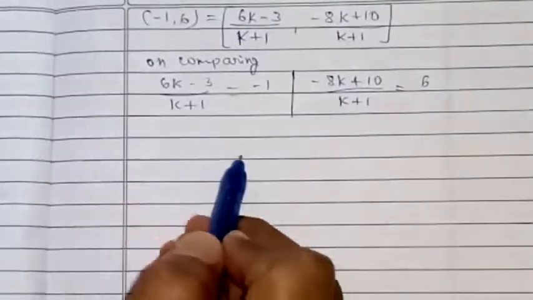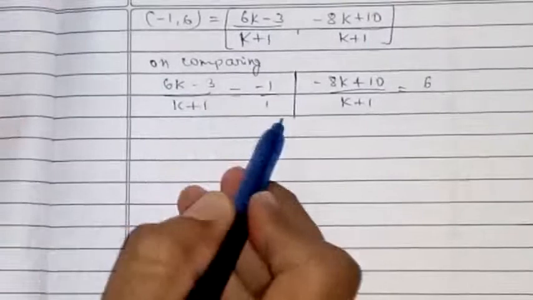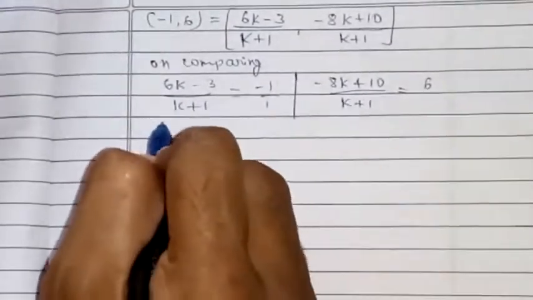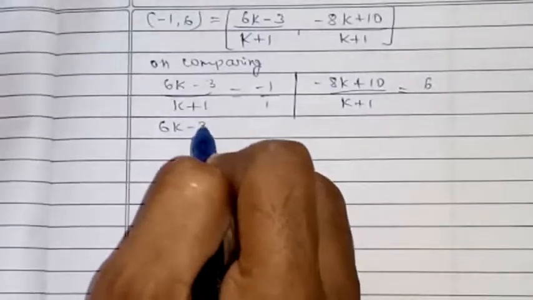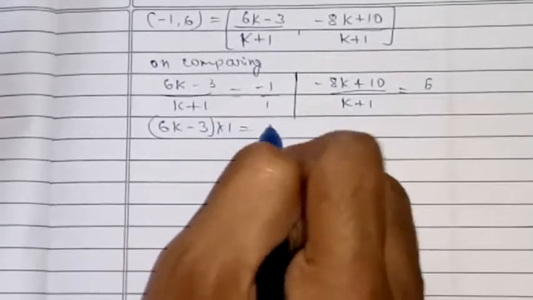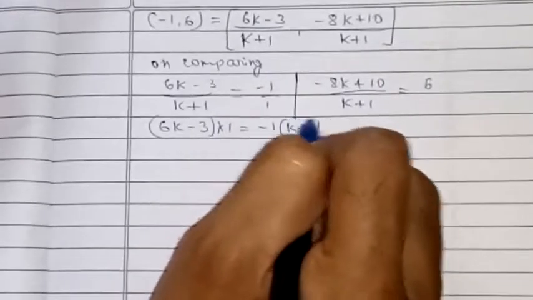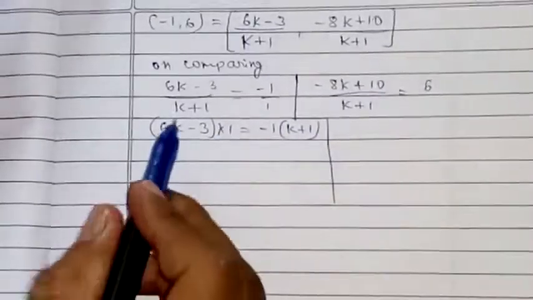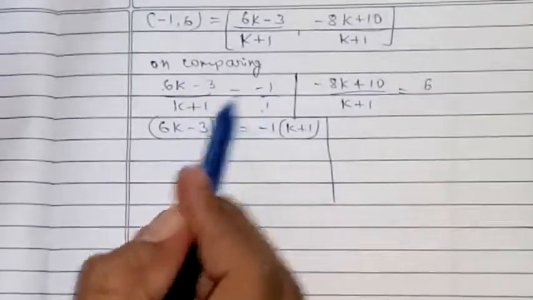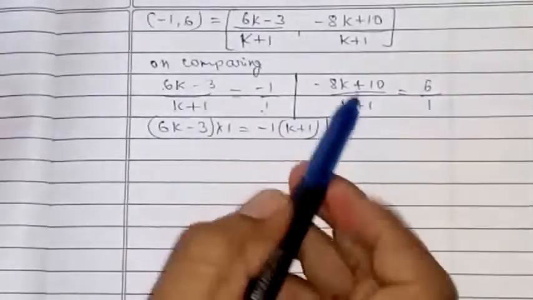Now make a cross multiple. So if your cross multiple means this, nothing is there means 1. So therefore numerator to the denominator, here numerator to the denominator. So therefore 6k minus 3 into 1 is equals to -1 into k plus 1. So this is for the first one, 6k minus 3 into 1 and -1 into k plus 1, right? Like the same method, the step you need to apply here also.